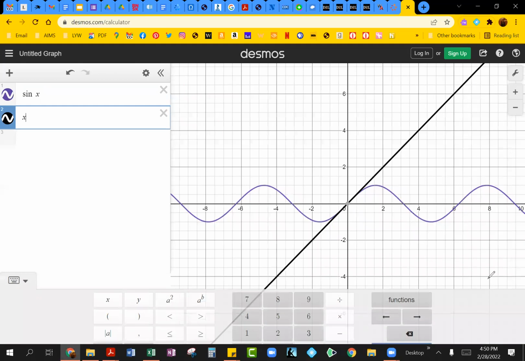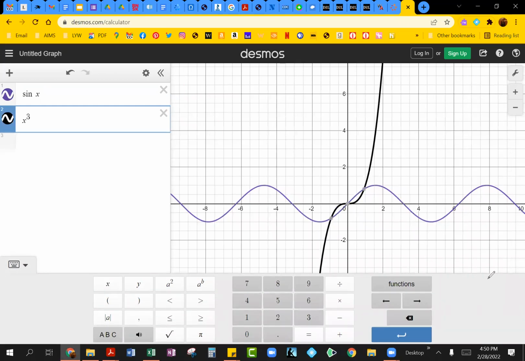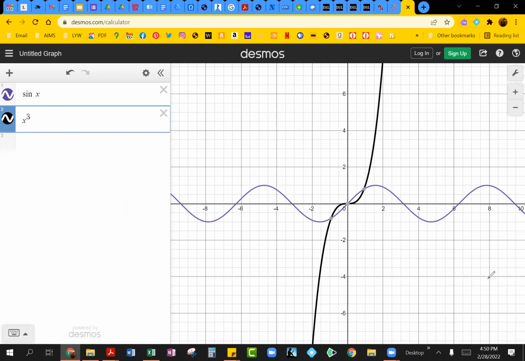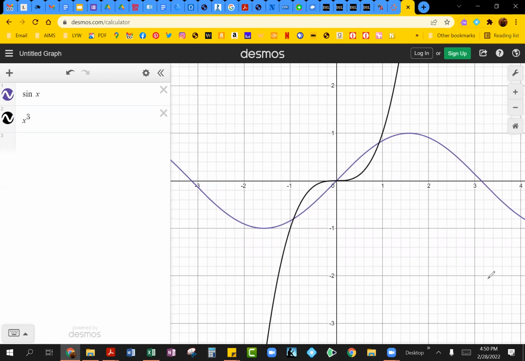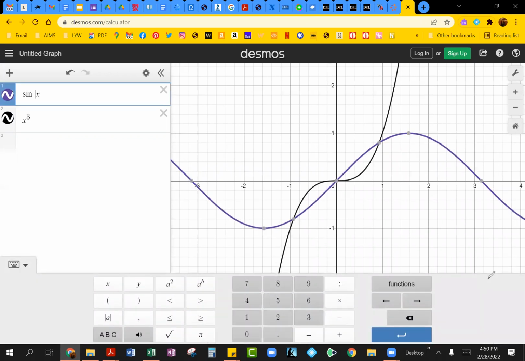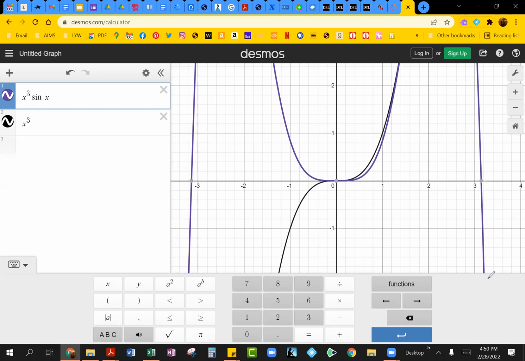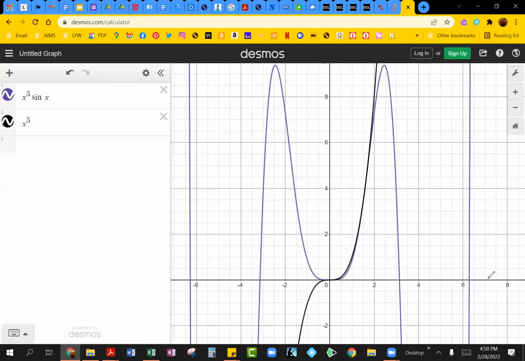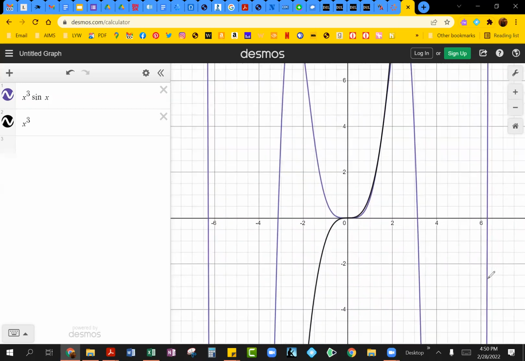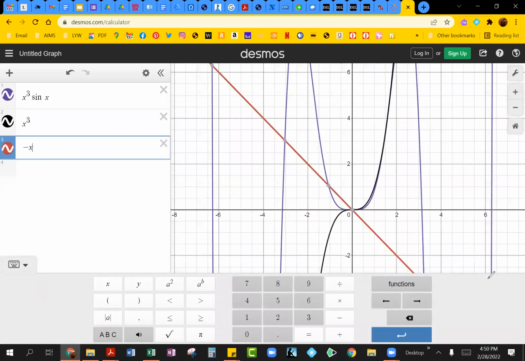And remember, this one is x to the third power. So look at the graph in black. That's the x to the third power. So look at how it's a cube function, right? So it has those odd function properties to it. Now, what will happen when we put that damping factor of x to the third with our sine function? And you can kind of see it still follows that curve in the black because it's getting bounded by that. Now let's go ahead and put a negative x to the third.